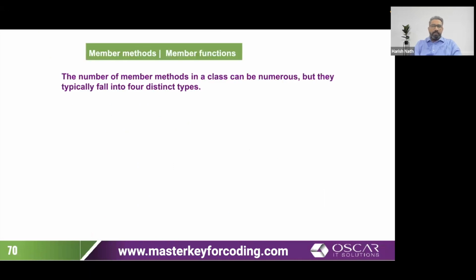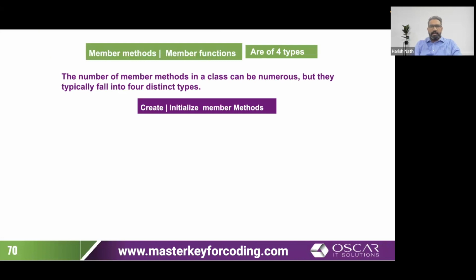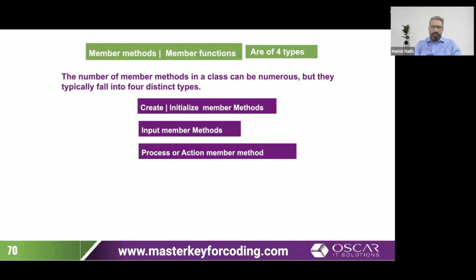Now, even though the count is immaterial, the categories of methods we have in a class, we put them into 4 distinct types. Some methods are classified into create or initialize member methods. Some fit into input member methods, process or action member methods, and the last category is output member methods. We classify them into these 4. Why these 4? Member methods or functions or instructions, they are not just going to come like that in our class. There is a principle.